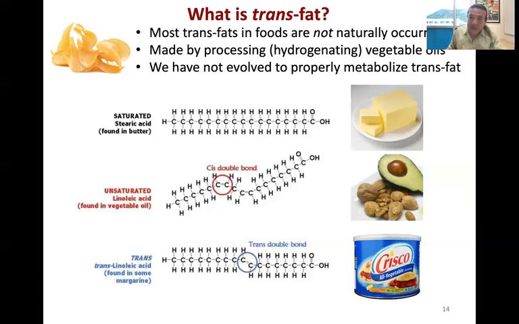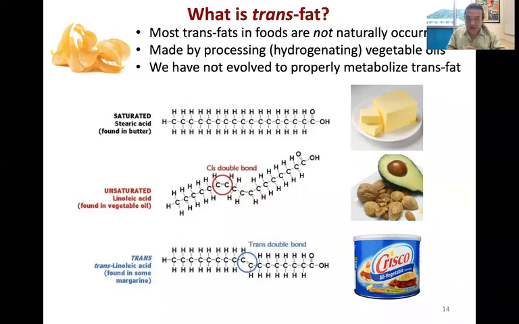Unfortunately, because this is unnatural, we did not evolve to have the right types of enzymes that can recognize a trans double bond. And so these types of trans fats often don't get properly digested or tolerated by our bodies, and they can actually be very damaging to our body's tissues. So that's why we now know to stay away from trans fats.